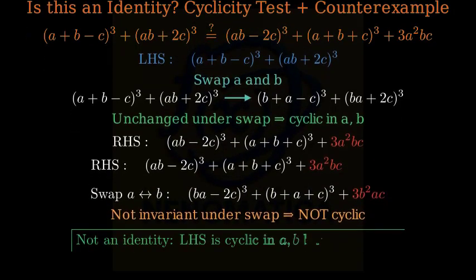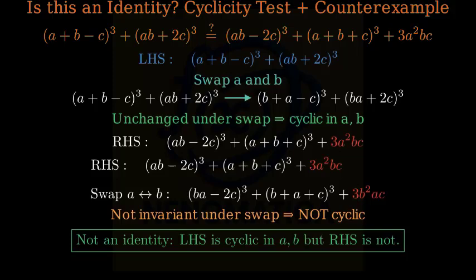Step 3. Conclusion from cyclicity. The left side is cyclic in A and B, but the right side is not. If the equality were an identity, swapping A and B would keep both sides equal for all values. Here that fails, so the equality cannot be an identity.